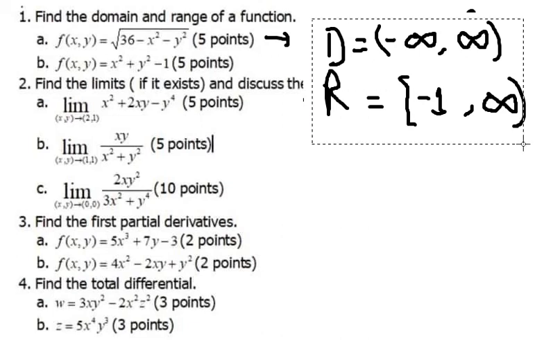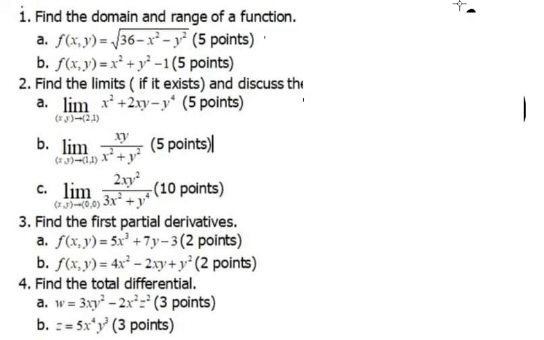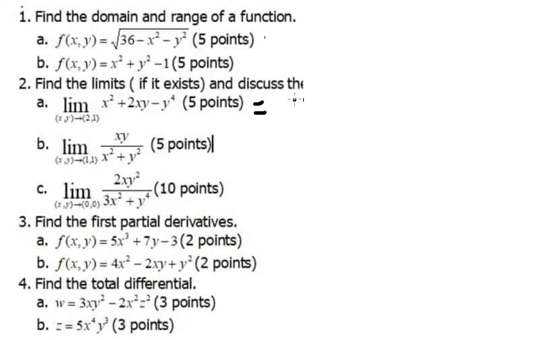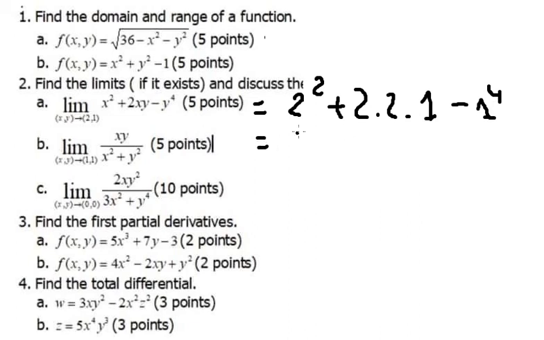Now let's go to the next one. 2a. We have number 2 and we have number 1. We just input the numbers in here, and you got 2 squared plus 2 multiplied by 2 multiplied by 1 minus 1 to the power of 4. So this one you got 4 plus 4 minus 1, and this is 8 minus 1, you got 7.